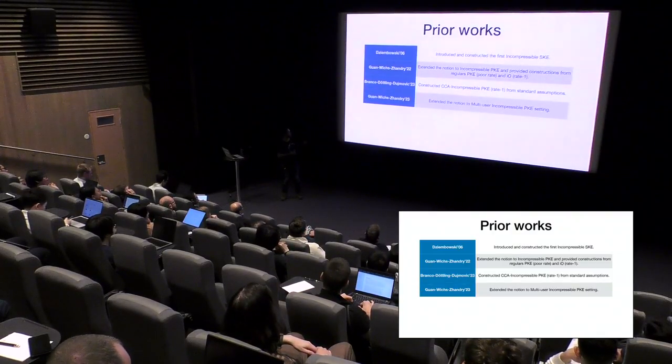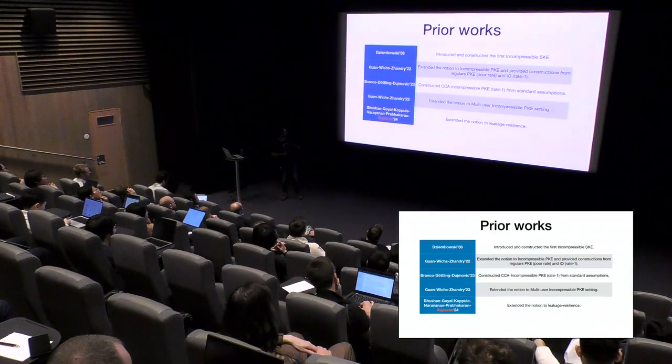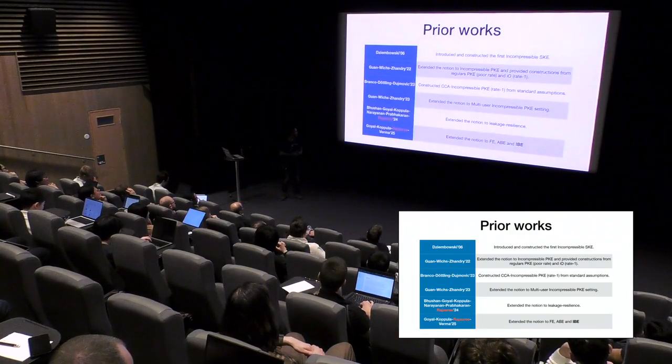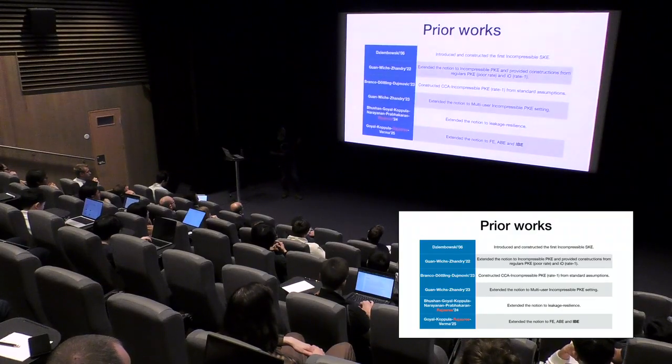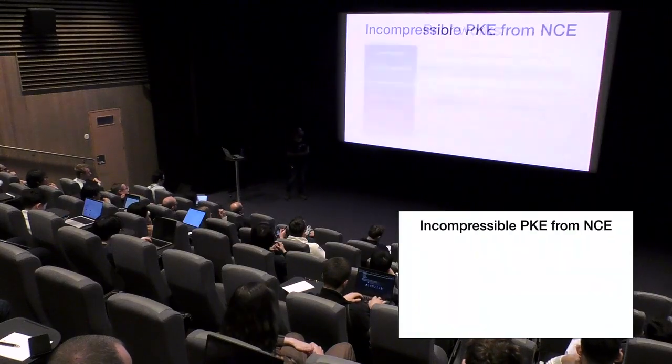Later, Guan et al. extended this notion to the multi-user setting. Bhushan et al. merged incompressibility and leakage resilience. So the first adversary will get some information about the secret key, not the entire secret key, but some information about it. Then Goyal et al. extended the notion to functional encryption, attribute-based encryption, and identity-based encryption schemes. So hopefully by now, everyone knows what an identity-based encryption scheme is, thanks to Vinod and Jeffrey.